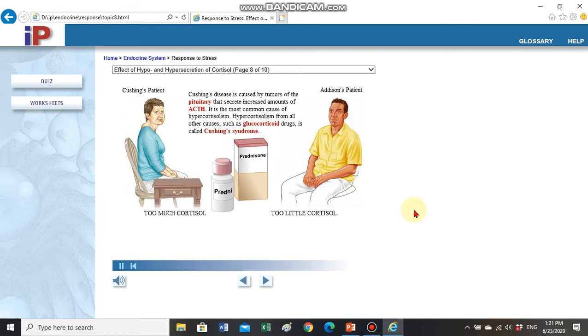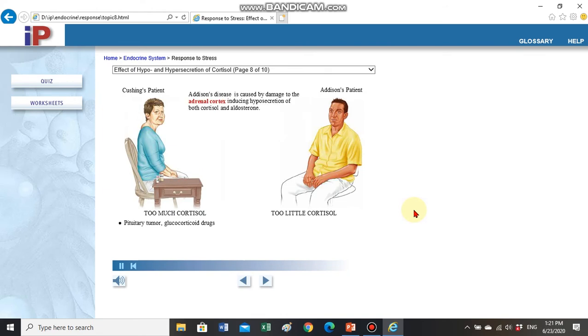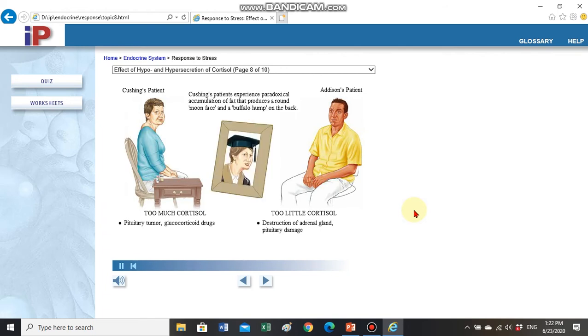The glucocorticoid prednisone may be prescribed for asthma, rheumatoid arthritis, other inflammatory diseases, or for immunosuppression following an organ transplant. Addison's disease is caused by damage to the adrenal cortex, inducing hyposecretion of both cortisol and aldosterone. Hyposecretion of cortisol from other causes, such as pituitary damage and subsequent lack of ACTH, produces similar symptoms. In this case, aldosterone secretion is normal.